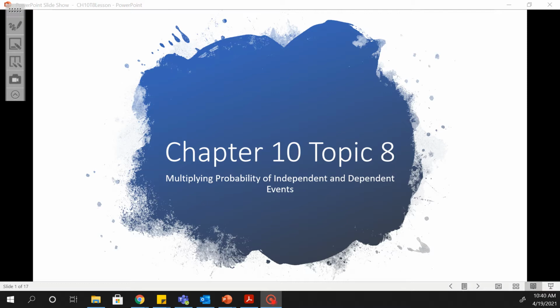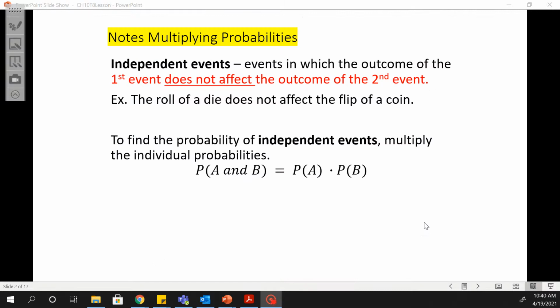Okay, today we're looking at Chapter 10, Topic 8, multiplying probability of independent and dependent events. An independent event is an event in which the outcome of the first event does not affect the outcome of the second event. Okay, the roll of a die does not affect the flip of a coin. So to find the probability of independent events, we multiply the individual probabilities.